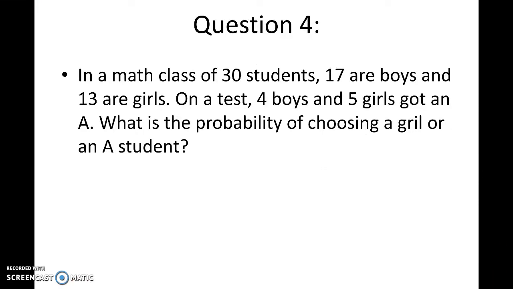In a math class of 30 students, 17 are boys and 13 are girls. On a test, 4 boys and 5 girls got an A. What is the probability of choosing a girl, which I misspelled, or an A student? Okay, how would you do this problem?